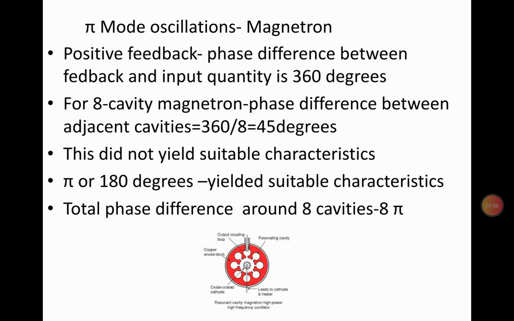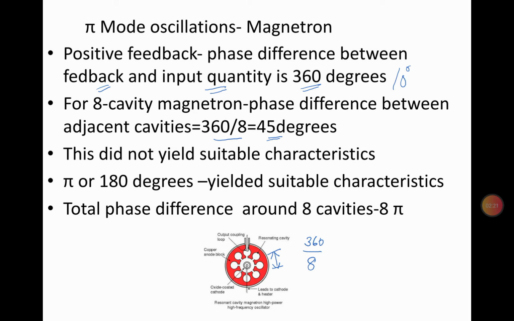Positive feedback is defined as the phase difference between the feedback quantity and the input quantity being 360 degrees or 0 degrees, or we can say that they are in phase with each other. Now, if you go once around the 8 cavity magnetron, the phase difference is 360 degrees. To find the phase difference between 2 adjacent cavities, we divide it by 8. When that is done, the phase difference between adjacent cavities is 45 degrees.